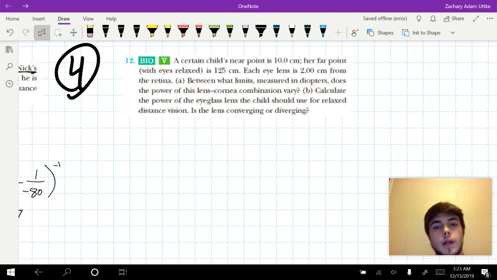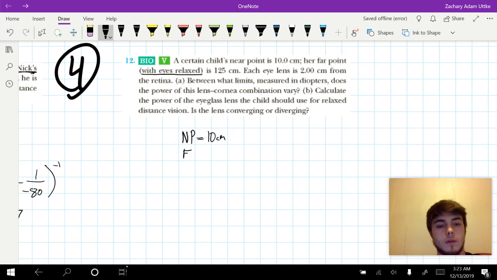Next, a certain child's near point is 10 centimeters, so they straight away give us the near point. Her far point with eyes relaxed. Okay, eyes relaxed means far point equals 125 centimeters. Each eye lens is 2 centimeters from the retina. Okay, so that's that constant. Part A, between what limits measured in diopters does the power of the lens to cornea combination vary?